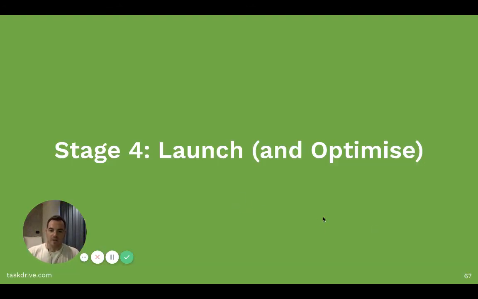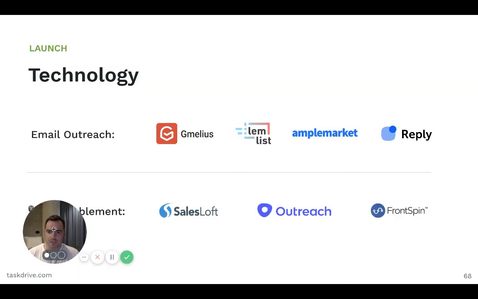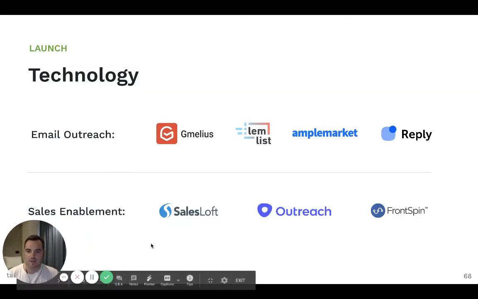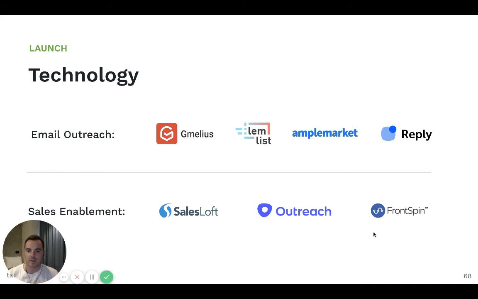So we're at the final stage, launch and optimize. When it comes to looking at launching your sequences, I often get asked, what's the best technology to use? If you're just doing simple email outreach, you've got Jamelius, Lemlist. Your Ample Market is great if you want data as well as email. You also have Reply.io. From a sales enablement side of things, so these are bigger tools that allow you to do multi-channel outreach, SalesLoft, Outreach, and FrontSpin.